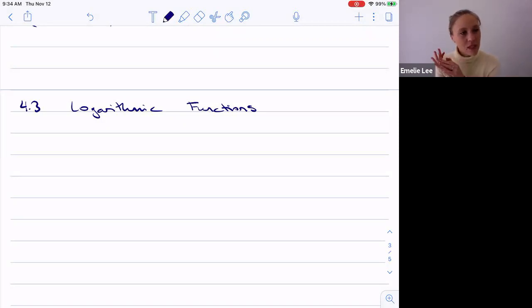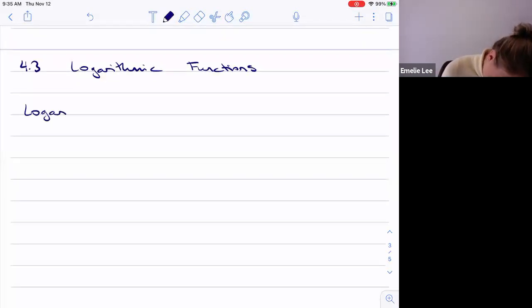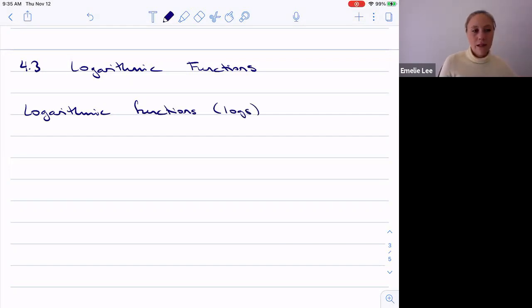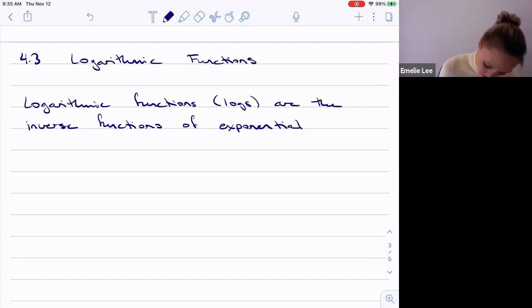Cool. So logarithmic functions are the inverse of exponential functions. So that's going to be important to keep in mind. So logarithmic functions, which we can just call logs, logs are the inverse functions of exponential functions.